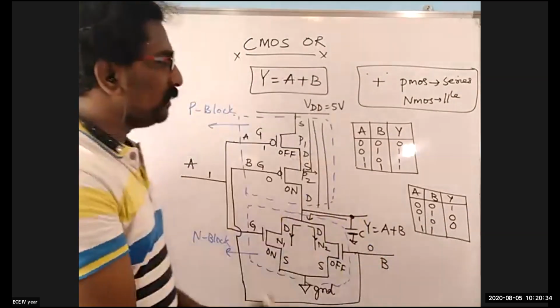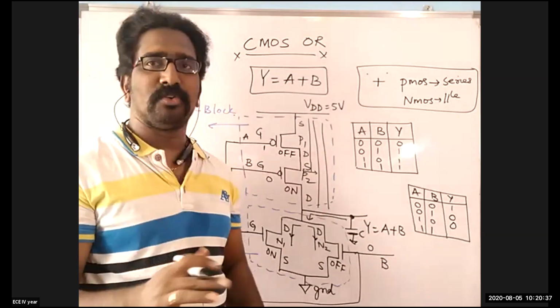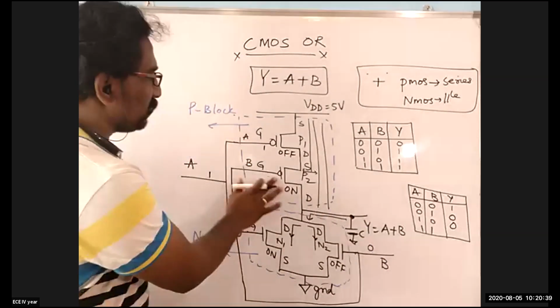Even for this state, the output is equal to 0 because there is no charge stored in the previous state. Now coming to the next state, that's the 1-1 state.